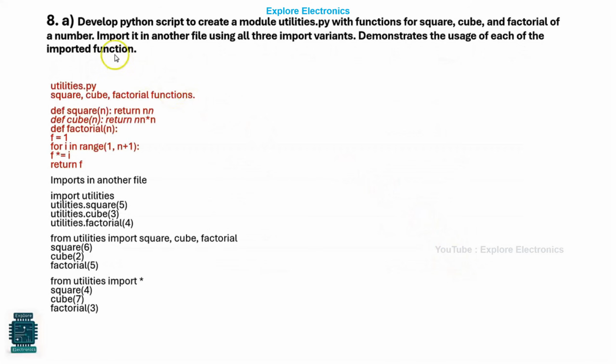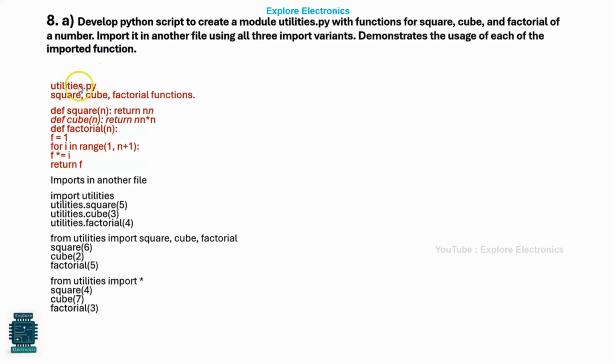Clear? And the next question, develop a Python script to create a module utilities.py with functions for square, cube and factorial of a number. Import it in another file using 3 import variants. Demonstrate the usage of each of the imported functions. Here we have to develop a Python script to create a module utilities.py with the functions square, cube and factorial of a number. Let us see.